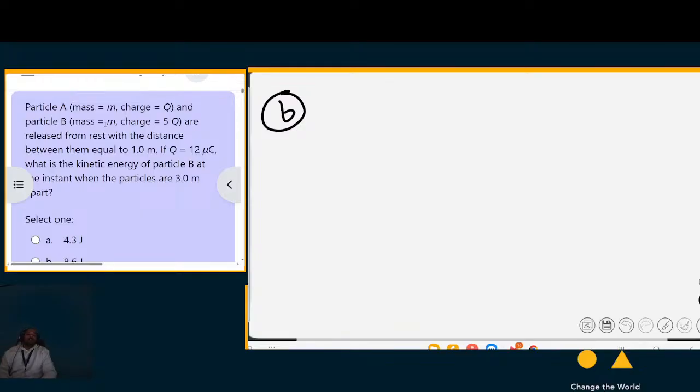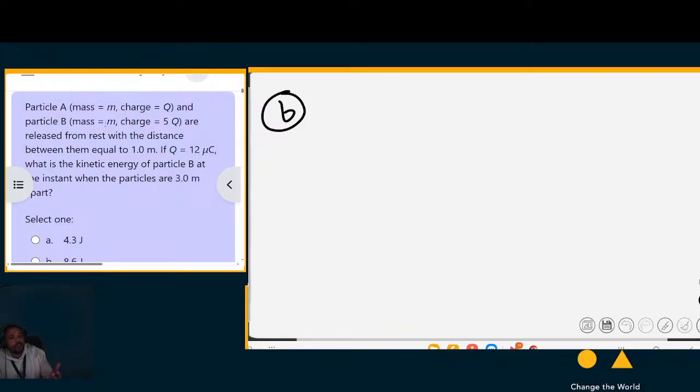So, the question is: particle A has a mass m and a charge q, and particle B, which has a mass m and a charge 5q, are released from rest with a distance between them equal to 1 meter. If q is equal to 12 microcoulombs, what is the kinetic energy of particle B at the instant when the particles are 3 meters apart?